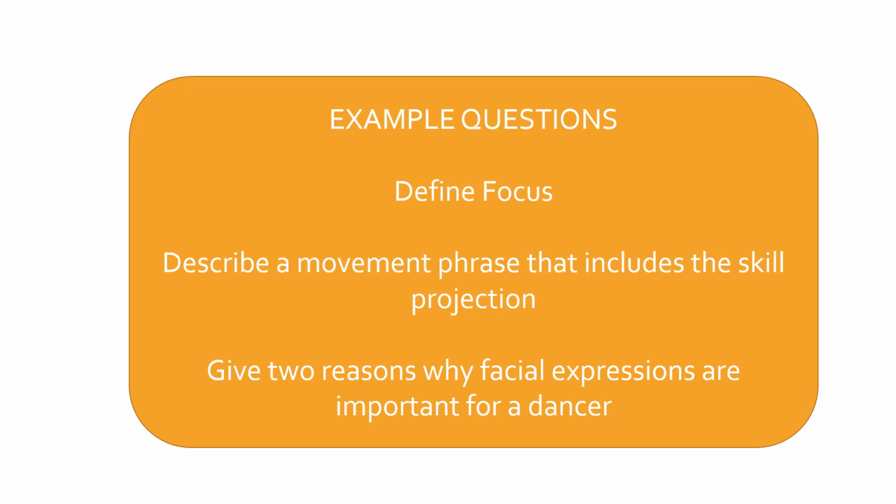Third one, give 2 reasons why facial expressions are important for a dancer. So that would have an A and a B underneath, and you just state 2 clear, different reasons of the importance of facial expressions. So an example that we're missing here is the improvement question. So you could also ask, describe a movement phrase that could improve the skill. Okay, so you might be asked how you can improve expressive skills as well. Just pause the video and you can write these out in your books and try these exam questions.